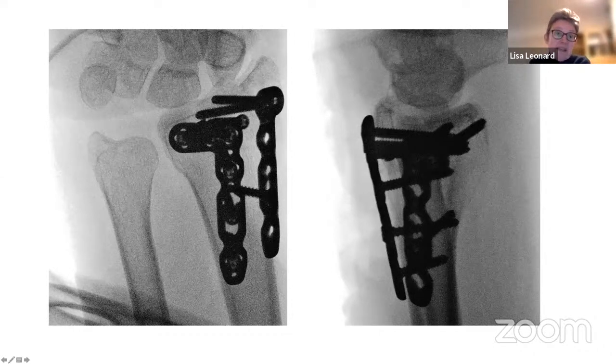But you do have to take the metalwork off, and you do have to be careful with the extensors. Later on, you need to nearly always take the metalwork out. He did do very well, actually, after we'd taken the metalwork out. Despite his scapholunate joint injury. No, he didn't have that.